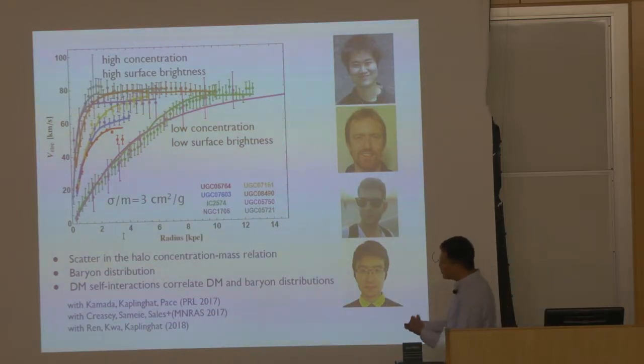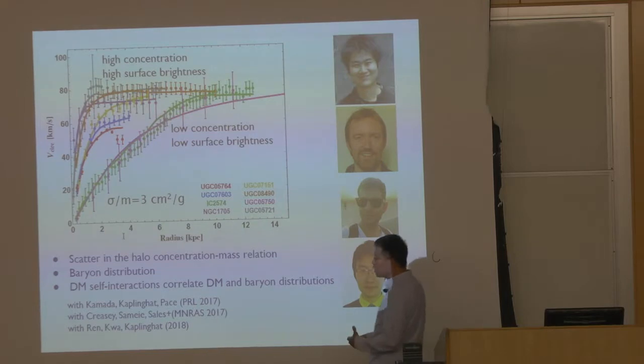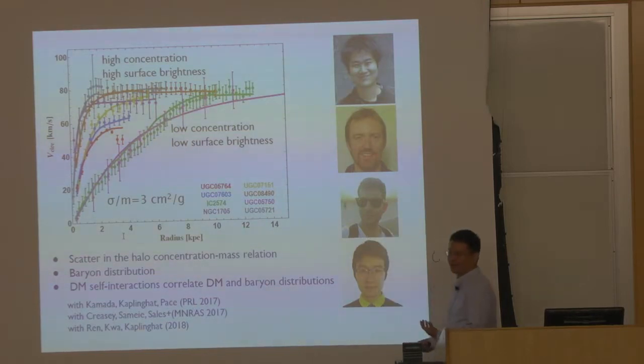So what SIDM does is that the collisions will thermalize the inner region, and it can tie the dark matter and the baryon distributions together. Right? So that explains the full range of diversity. So we wrote 3 papers on this. So those are the people who made important contributions.